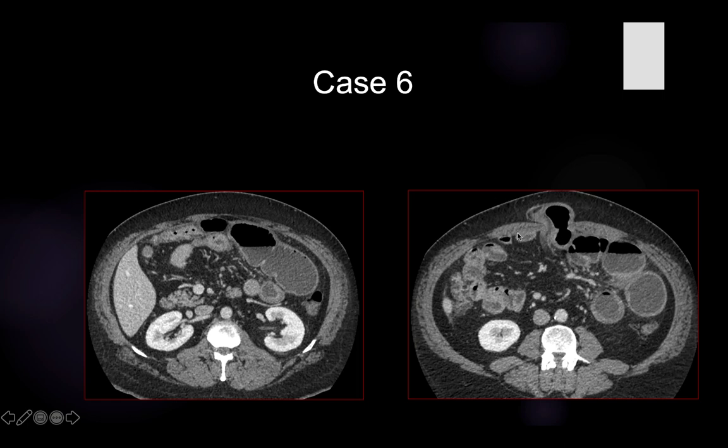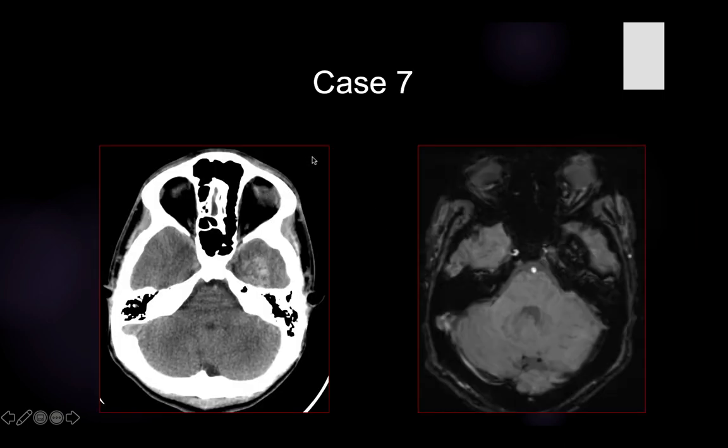So this is a typical example of a complicated midline ventral abdominal wall hernia with a proximal small bowel obstruction. The transitional zone is present at the site of the ventral hernia. This is the cause for the proximal bowel obstruction.